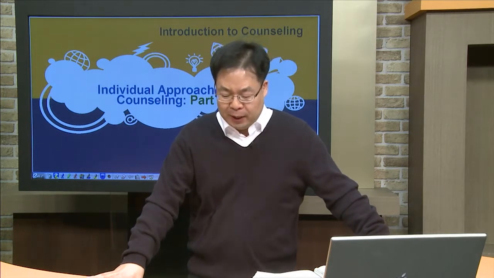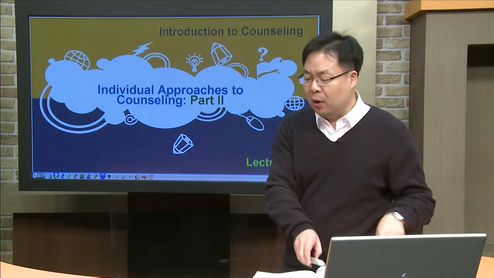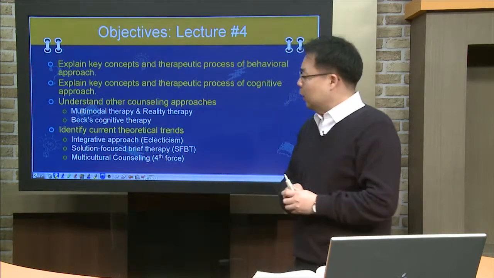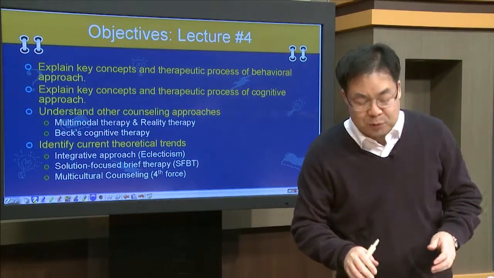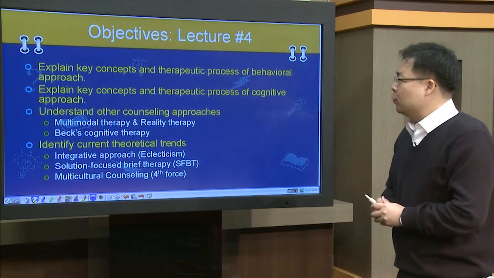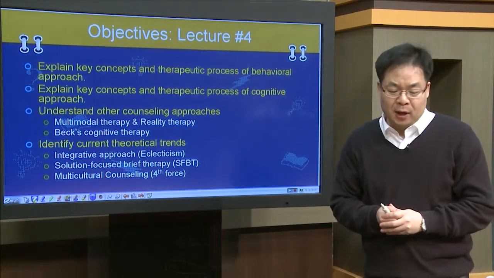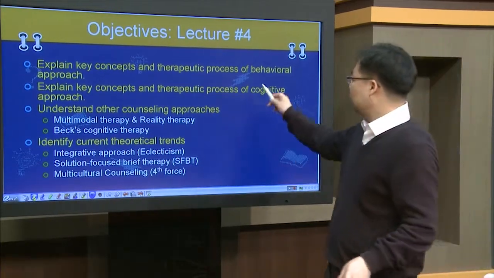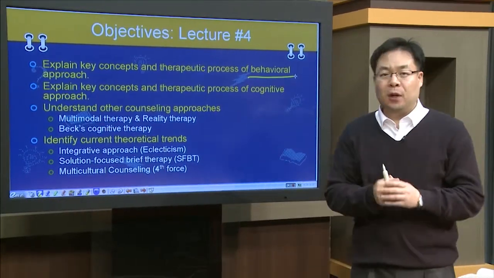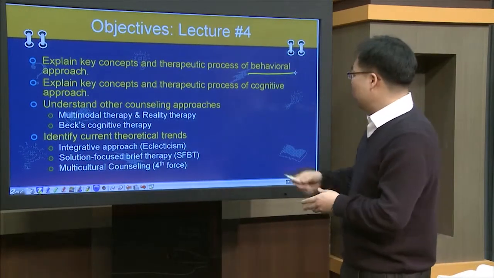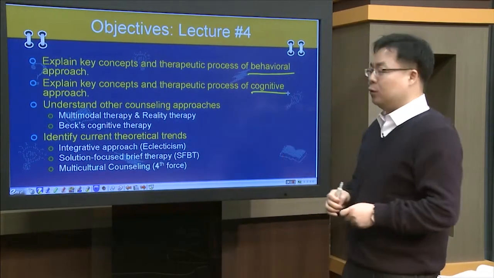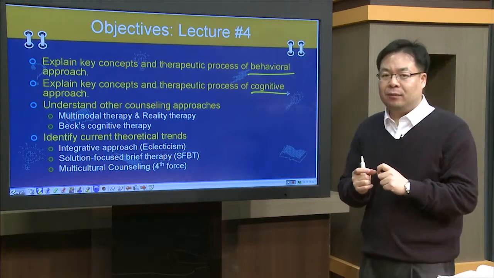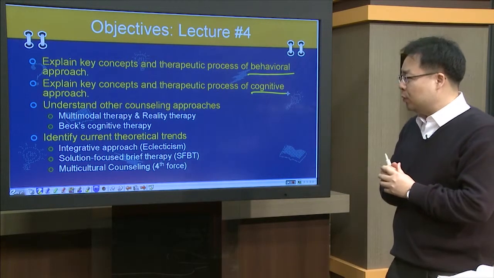Okay, so today we will talk about the second part of the counseling theory. There are 4 different objectives for this class. The first one: explain the key concepts and therapeutic process of the behavioral approach. This will be the third major theory. The fourth one is the cognitive approach. So we will talk about the key concepts and therapeutic process of the 2 major approaches.